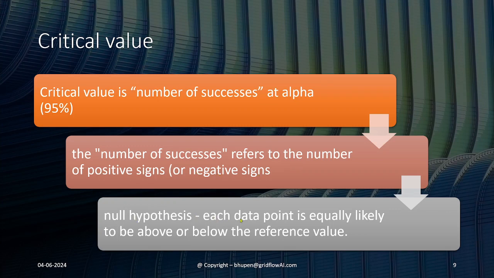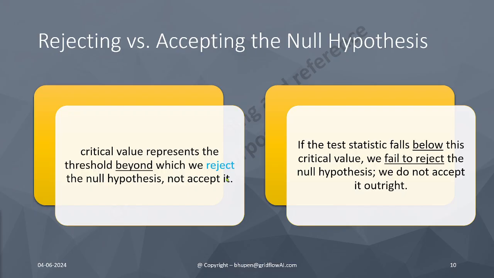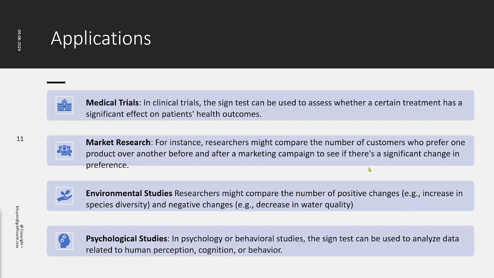Null hypothesis here: each data point is equally likely. That means either it can be positive or negative. So that's the 50% or 0.5 probability. Now, rejecting or accepting the null hypothesis depends on the critical value and the test statistic, and you can also infer the same thing by using a p-value and a 0.05 threshold.